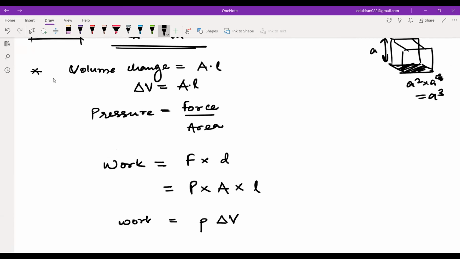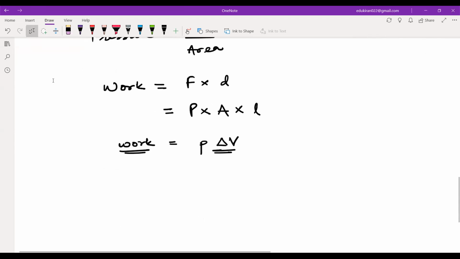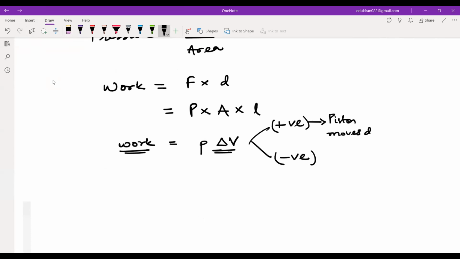Please don't write anything. Just keep listening. Now let us see. We have to work on the sign convention here. Delta V means the final volume, V final minus V initial, right? Now in this case, the work should be positive, and work can be negative also. So work will be positive if the piston moves down.